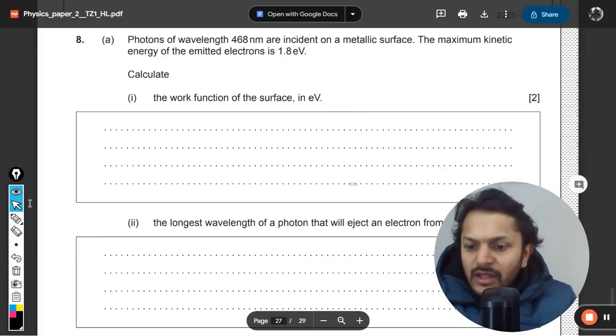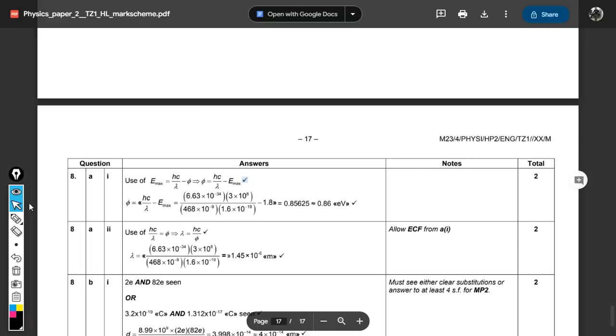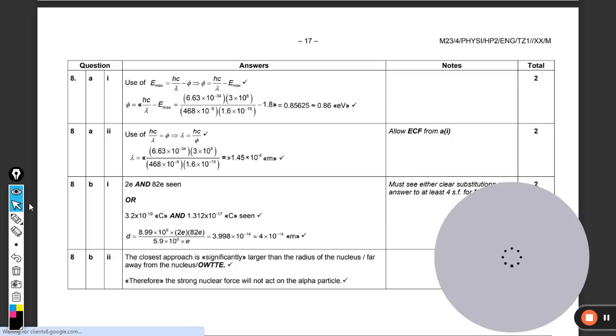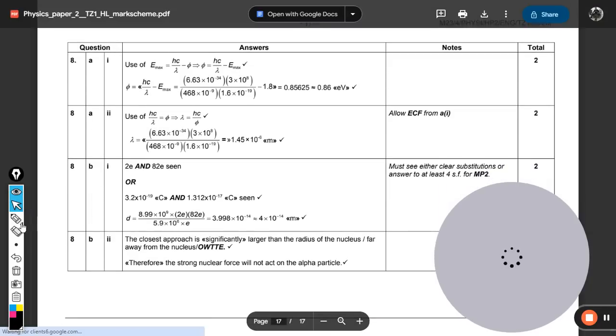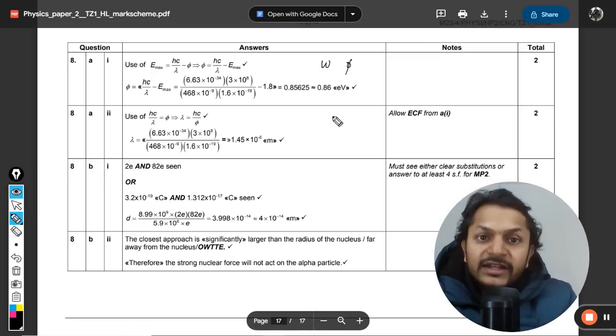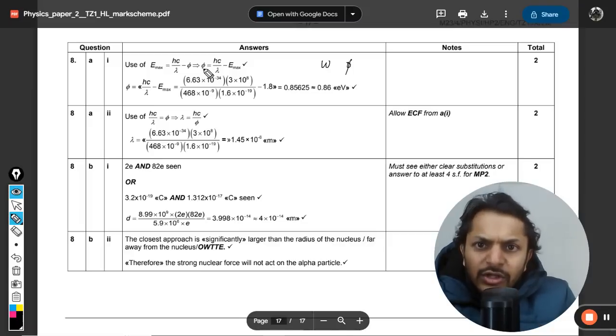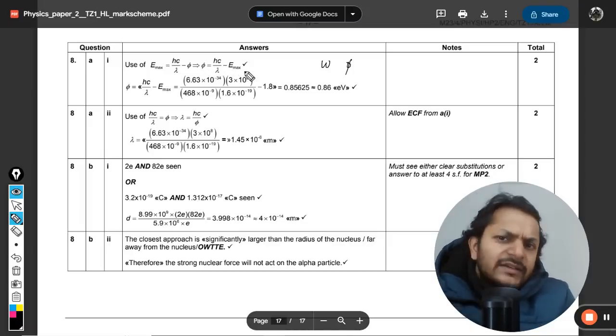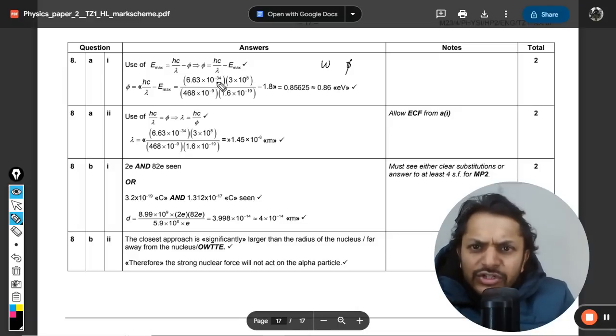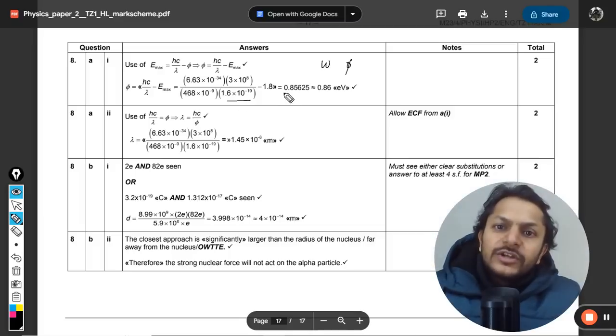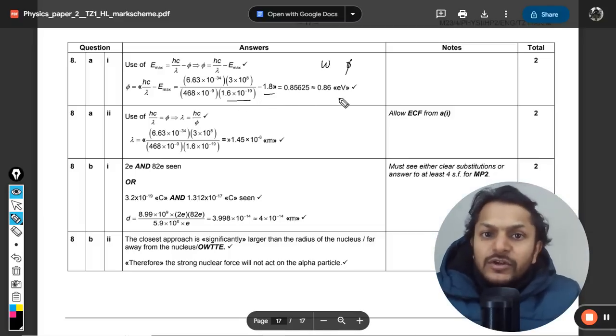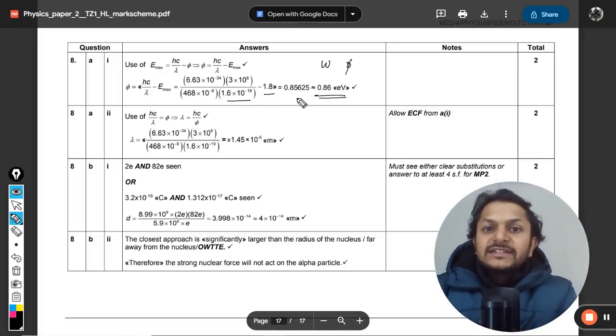Okay, yes, so this is the mark scheme in front of you. Emax is given as hc by lambda minus work function. As I've already told you, I wrote it as W, they are writing it as phi. So phi is equal to hc by lambda minus Emax. It is the same thing. So this is hc by lambda, and this is to convert joule into electron volt. And we would be subtracting 1.8 out of it. So you are getting 0.86 electron volt.